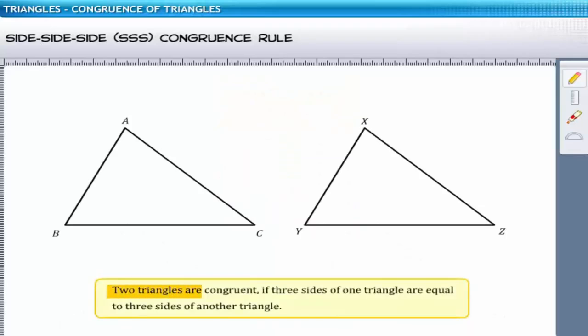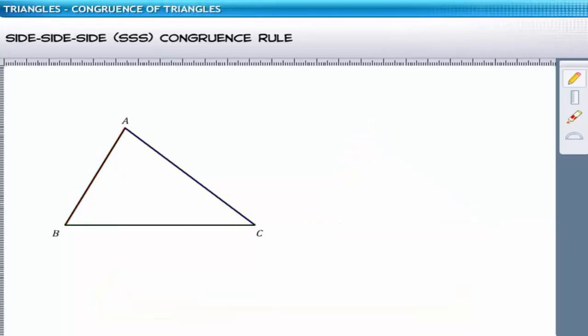Two triangles are congruent if three sides of one triangle are equal to three sides of another triangle. This is referred to as the side-side-side or SSS congruence rule. This can only be proved by construction. Consider triangle ABC. We'll now construct triangle XYZ by using the sides of triangle ABC.